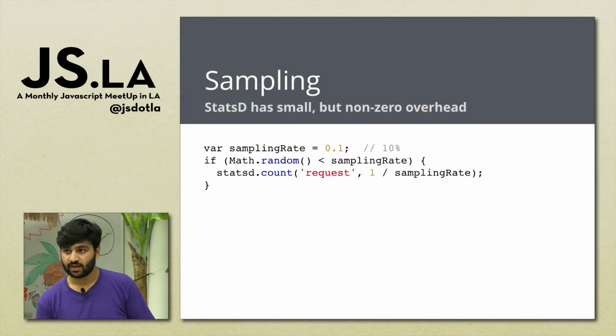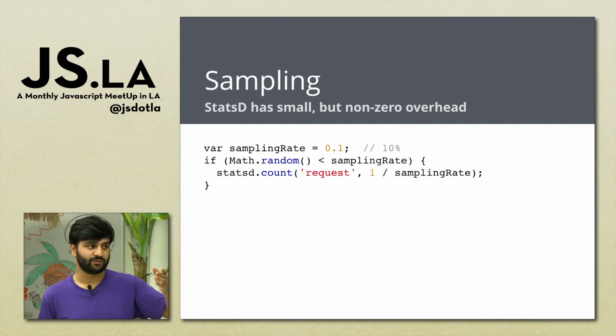So sampling. The Heisenberg uncertainty principle says that you can't outfit an application with metrics without affecting it. It's true, right? You're doing some work to collect these metrics, and in an ideal world, it would be zero work. But in reality, it's not. And so this is really where sampling comes in. You could implement something like this.